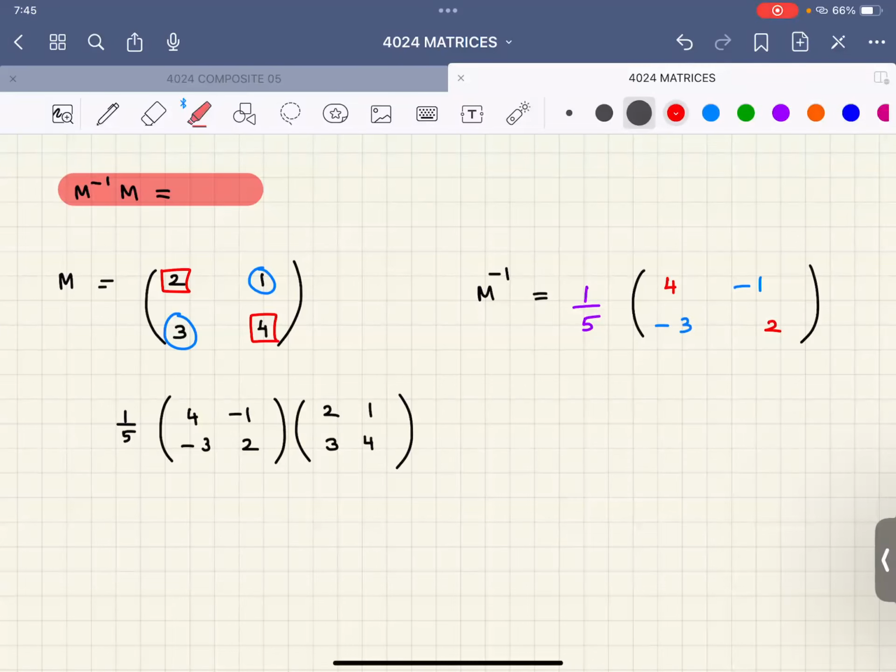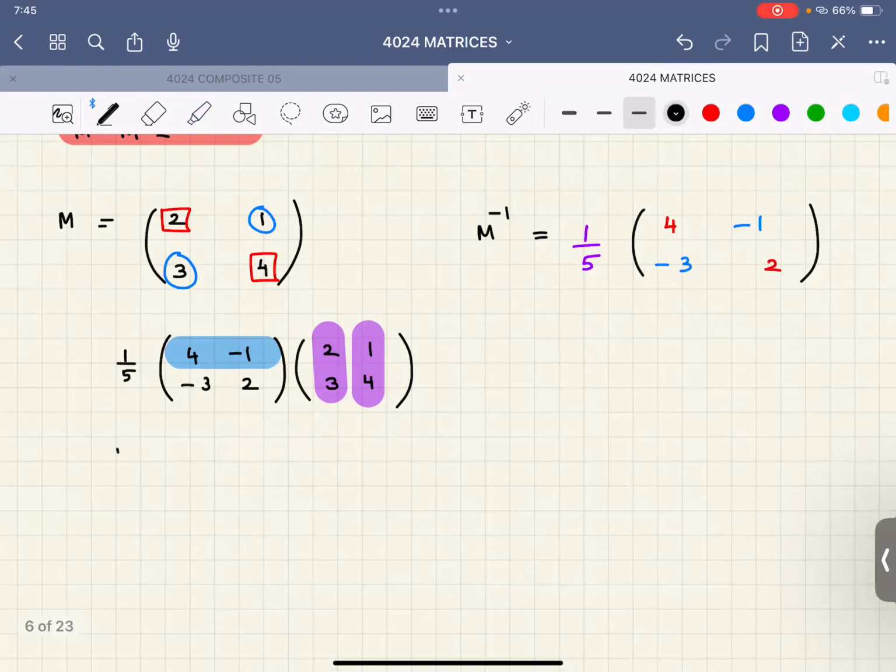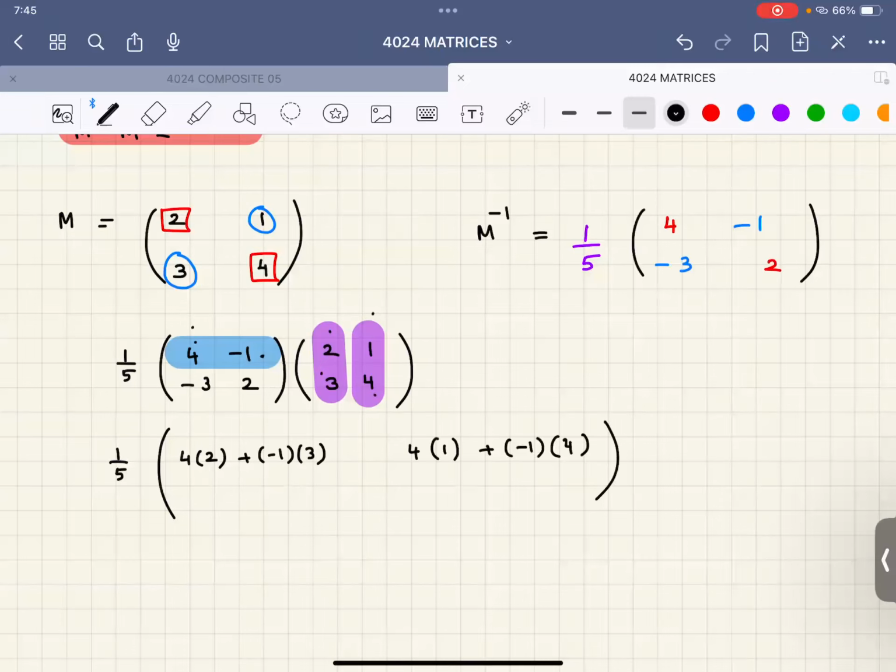Again, I'll repeat the process. So this column, and let me do it one by one. And then this row, and then this row. So first, let's get started with this 1/5. Big bracket, 4 into 2 and -1 into 3. And then 4 into 1 and -1 into 4. Use as many brackets as possible. Just take care of the positive, negative sign.